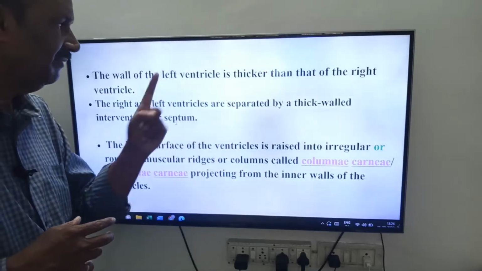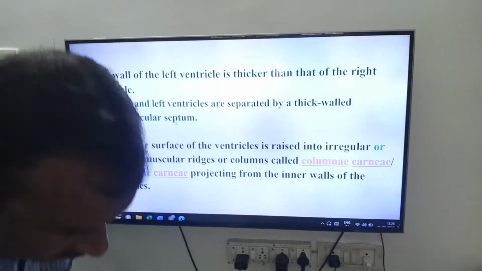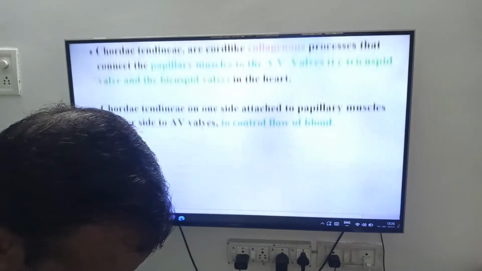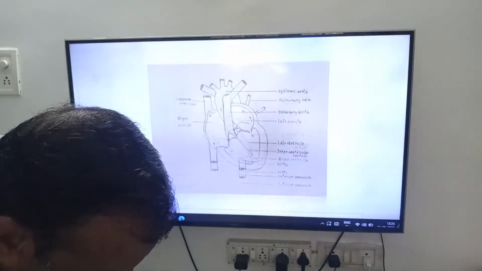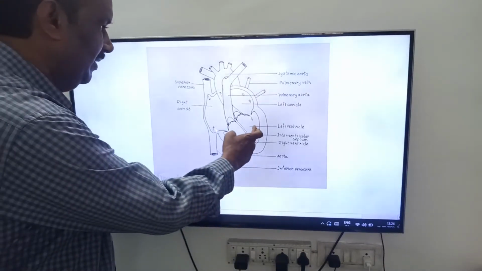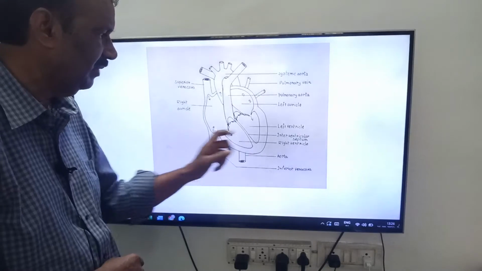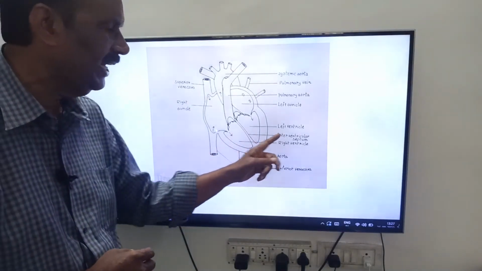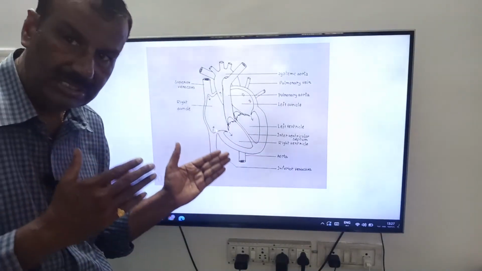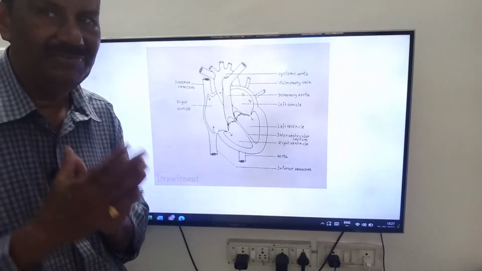The right and left ventricles are separated by a thick-walled interventricular septum. See friends, see here. What is this, friends? Interventricular septum. This is the left ventricle, this is the right ventricle. The two ventricles are separated from one another by whom, friends? The interventricular septum. The interventricular septum separates the right ventricle and the left ventricle.